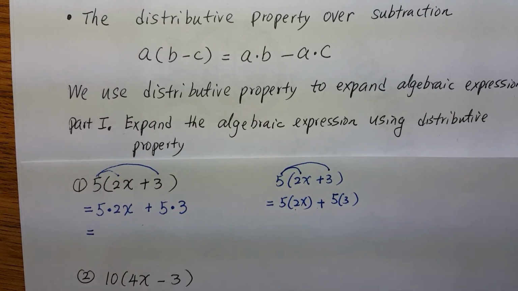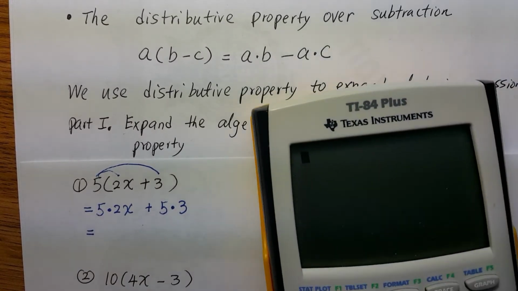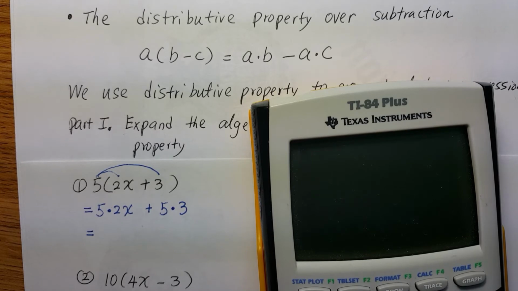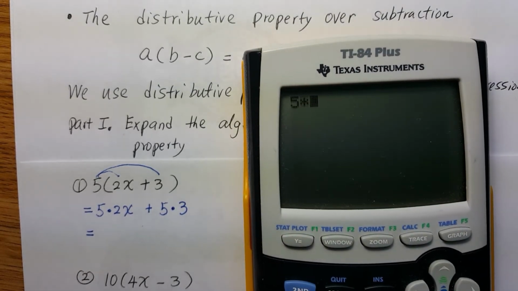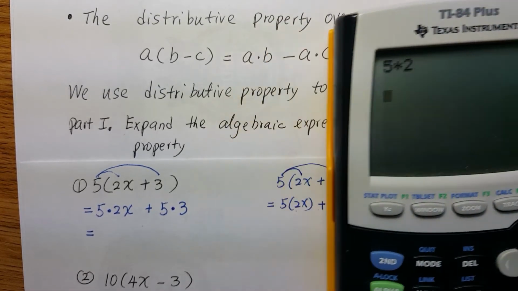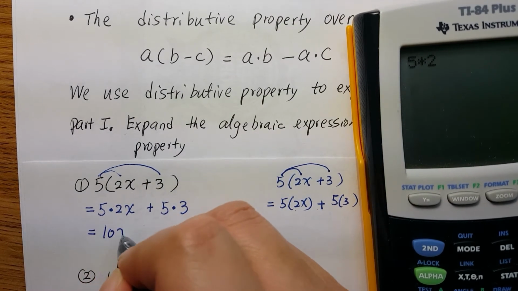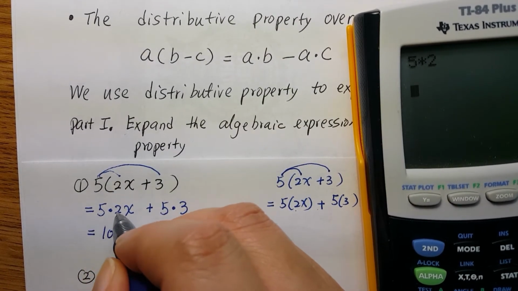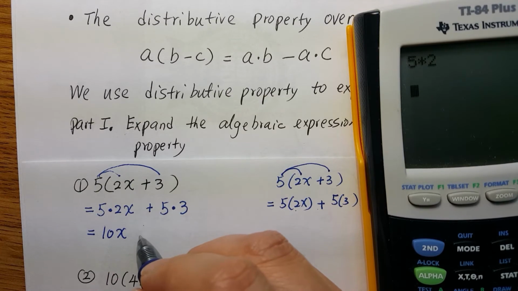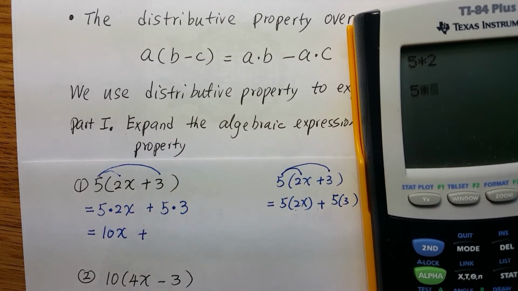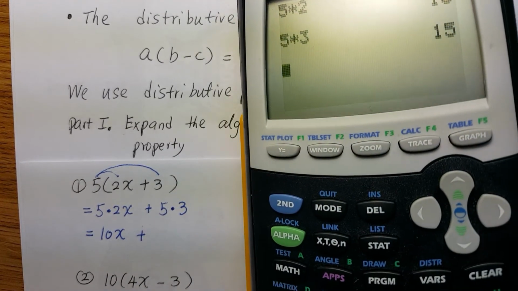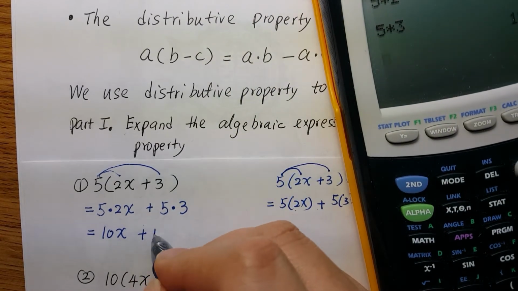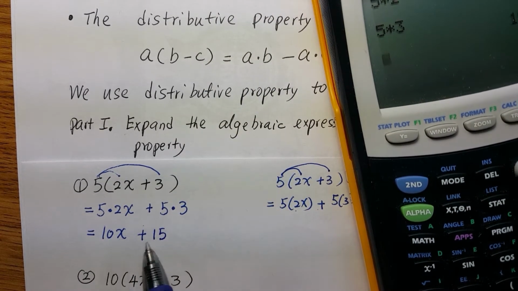Now we are going to multiply it out. Use a calculator or do it in your mind. We get 5 times 2, so it's 10. So we get 10x. 5 times 2x, 10x. Now plus 5 times 3, so you get 15. So we write down 15. So this is the final answer for number 1.